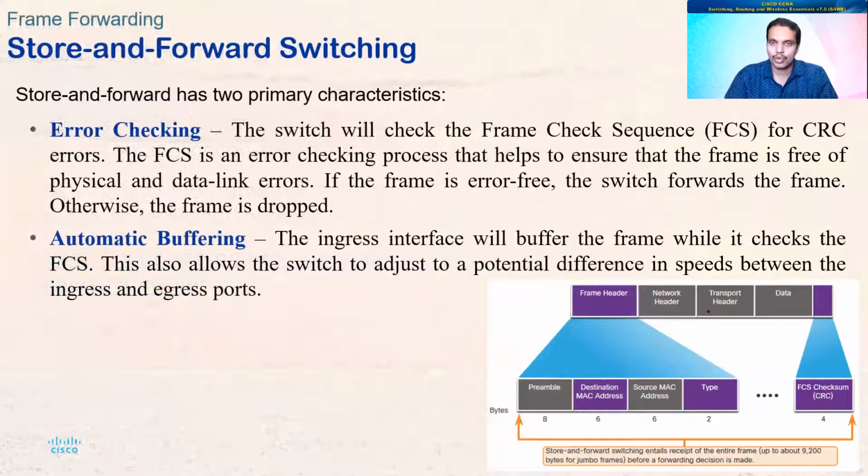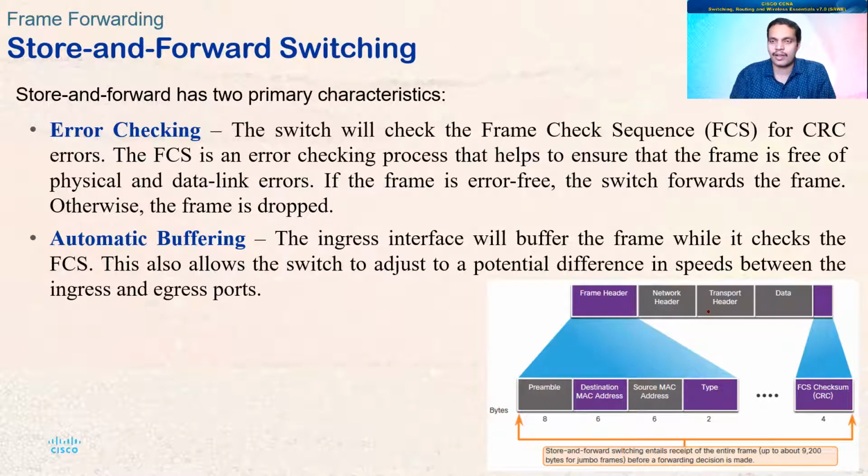The first thing is store and forward switching. It has two primary characteristics. The first one, as I said, is error checking. This is because, if store and forward switching is being used, a switch cannot forward the frame simply by looking at bits and pieces of it. It has to wait until the entire frame is received.